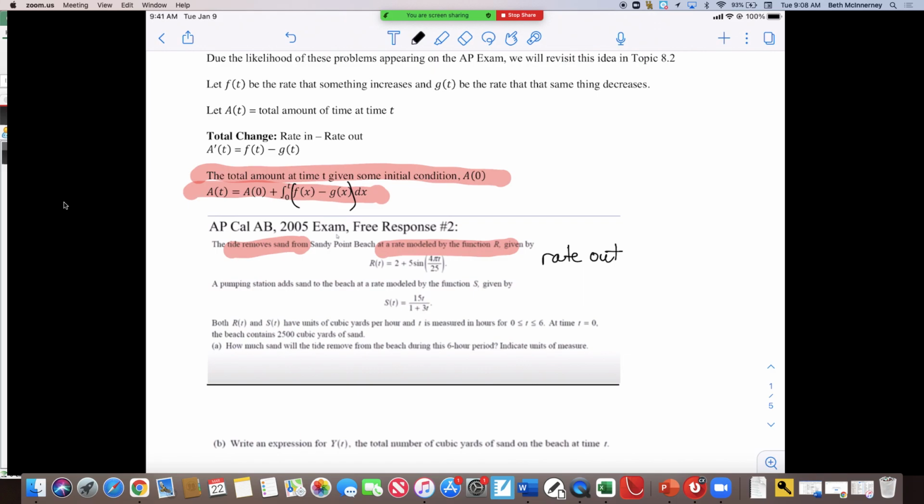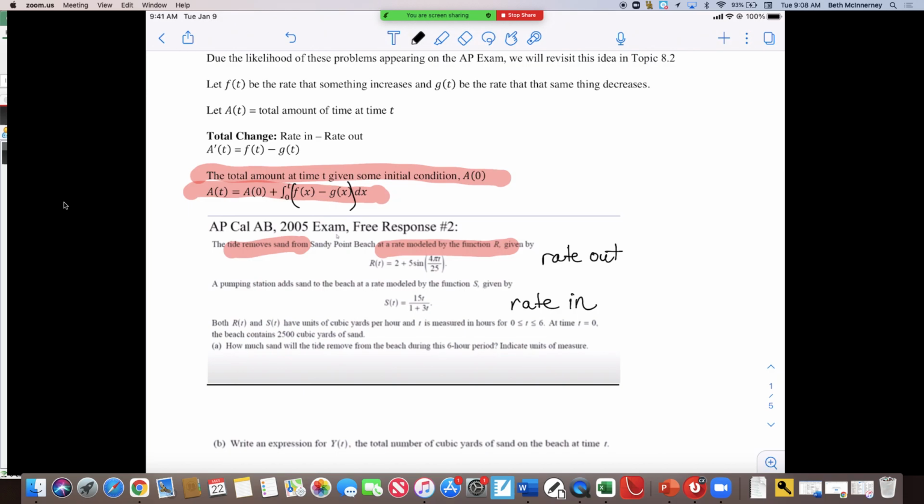A pumping station adds sand to the beach at a rate modeled by S of t. So this is the rate in. Both R of t and S of t have units of cubic yards per hour, and t is measured in hours for t between 0 and 6. At time t equals 0, the beach contains 2,500 cubic yards of sand. In part A, how much sand will the tide remove from the beach during this 6-hour period?